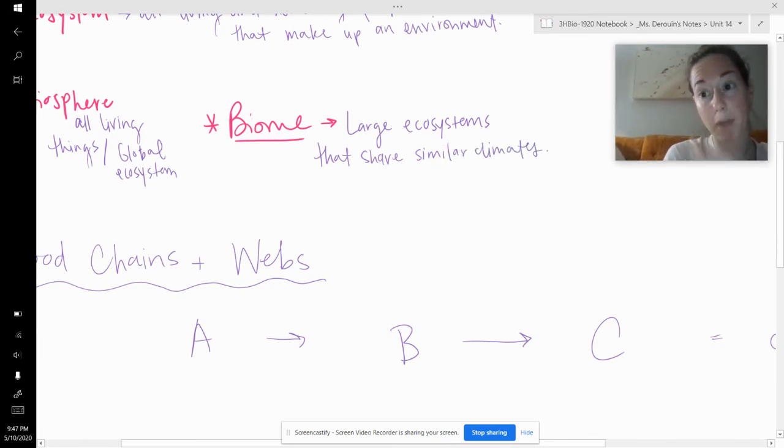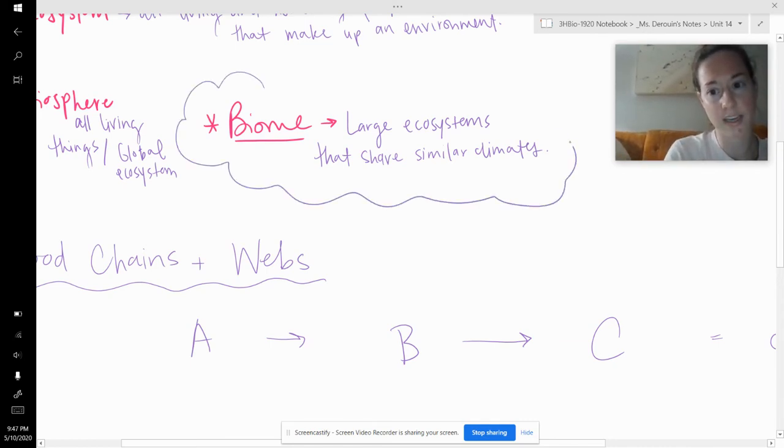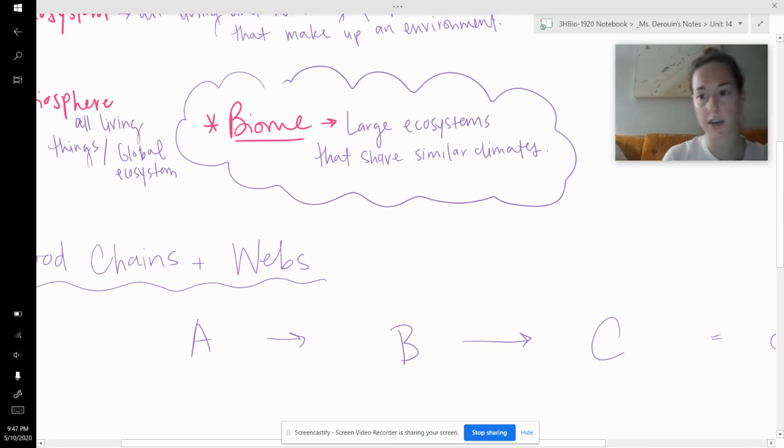So on Earth, there are 7 major biomes, and those are going to be things like ours, a temperate deciduous forest, or a rainforest, or a tundra. Those sorts of large overarching climate zones are called biomes, and they're super large ecosystems. So, yeah, that's a biome.